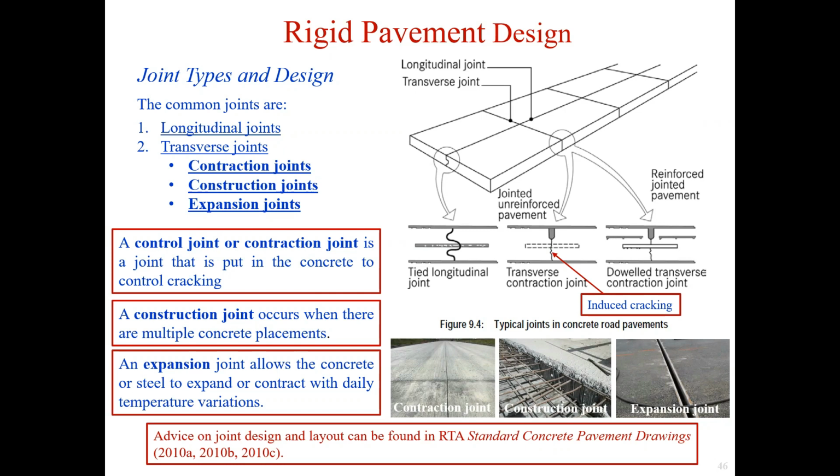The common joints are longitudinal joints and transverse joints. The purpose of longitudinal joints is to control longitudinal cracking by enabling hinge release of occurring stresses. The joints are tight wherever possible to keep them firmly closed. The transverse joints include the contraction joints, construction joints, and expansion joints.